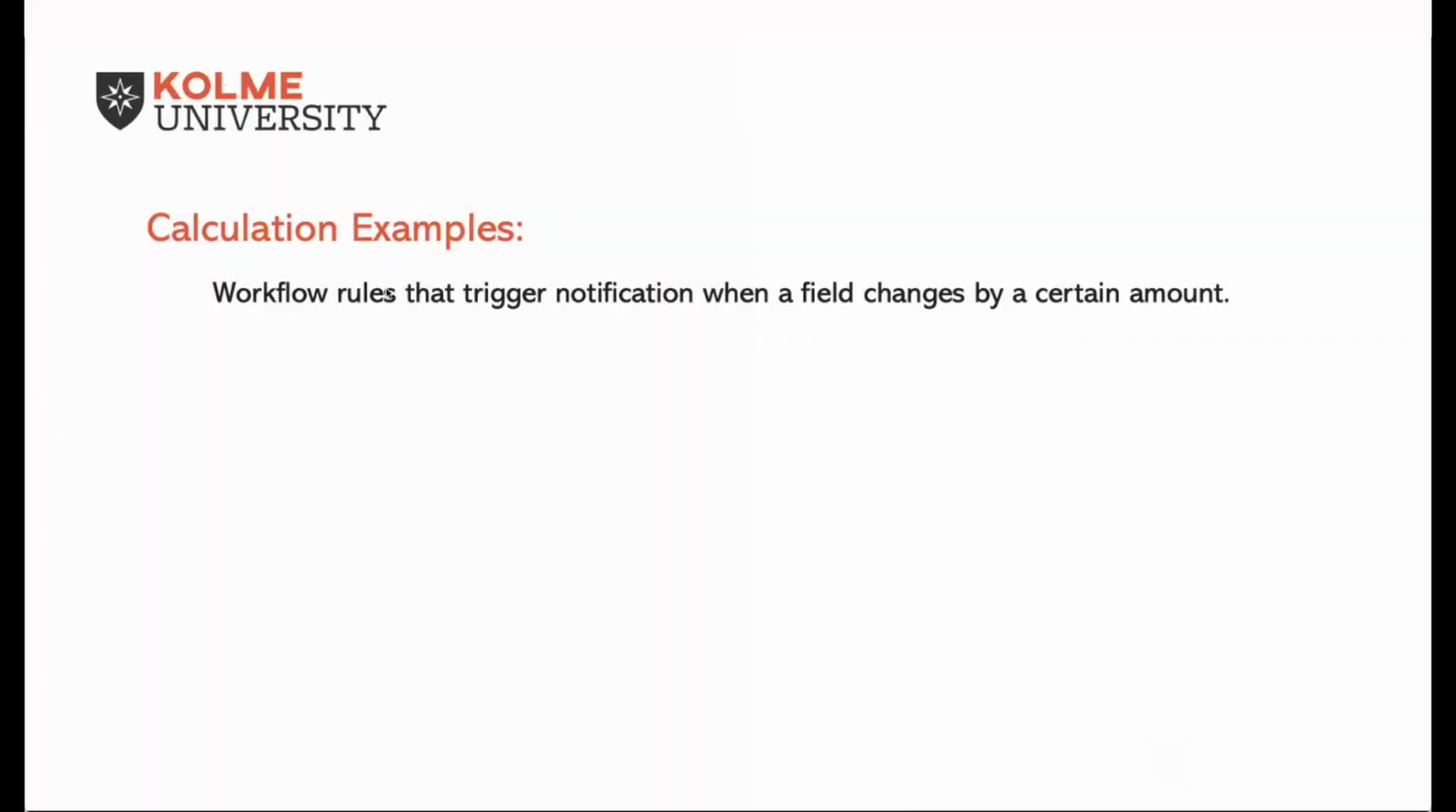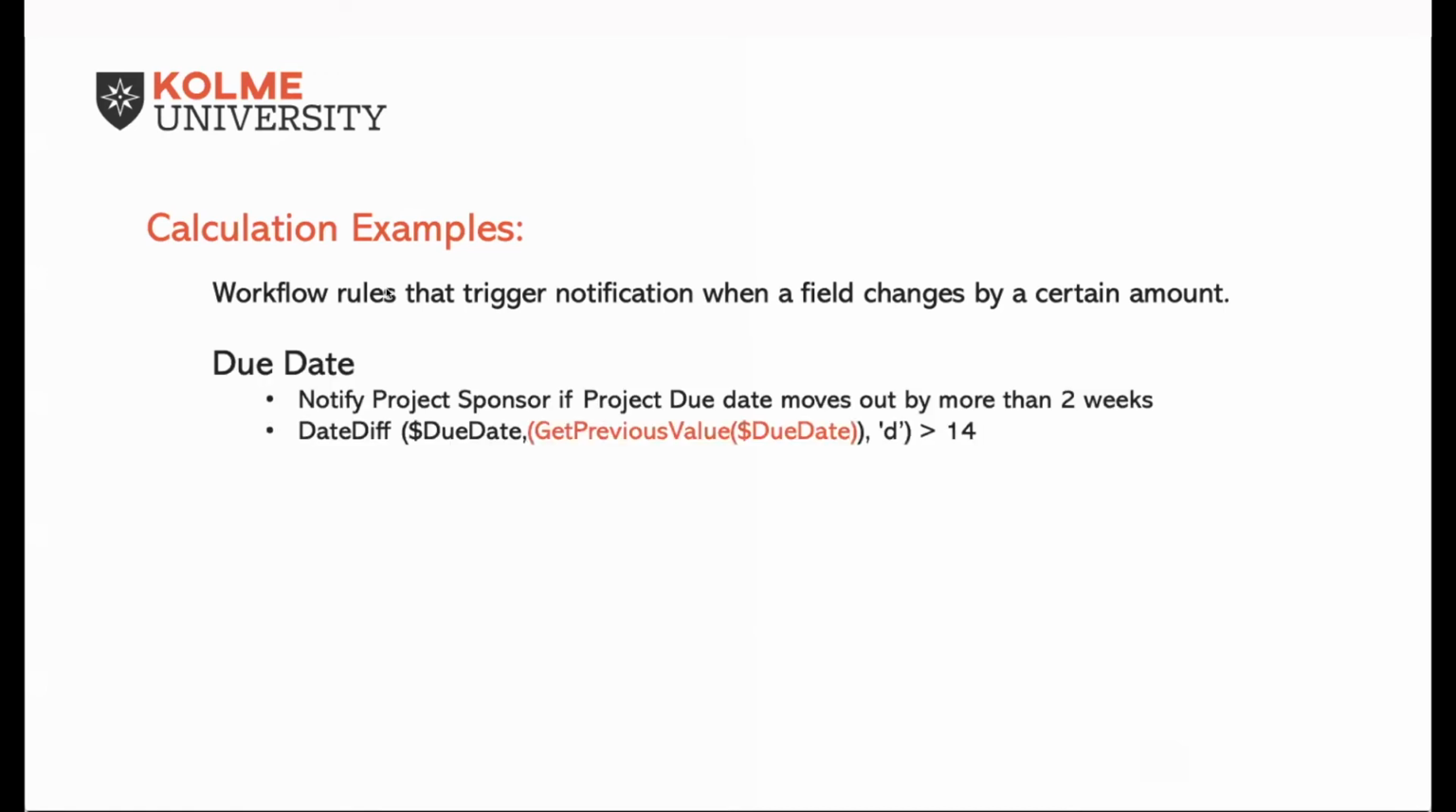I wanted to touch base on a few more use cases. You can set up your workflow rule to trigger notifications when a field changes by a certain amount. These are calculations. For example, due date. Maybe you want to notify the project sponsor if a project due date moves out past 2 weeks. In that case, you can use the date diff function to look at the difference between the current due date and the previous due date. And if that's more than 2 weeks, it'll trigger a notification.